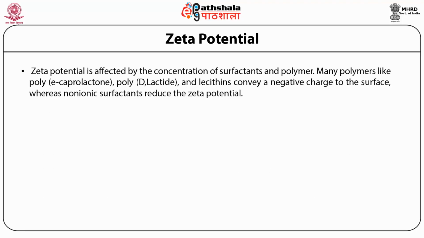Zeta potential is affected by the concentration of surfactants and amount of polymer. Many polymers like poly-ε-caprolactone, poly-D-lactide and lecithins convey a negative charge to the surface, whereas non-ionic surfactants reduce the zeta potential.